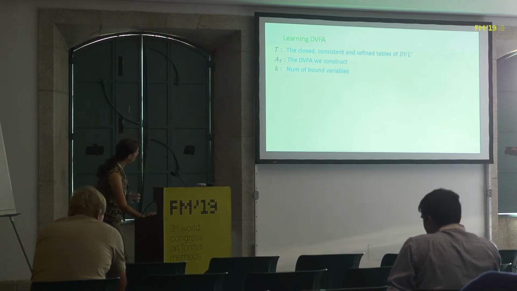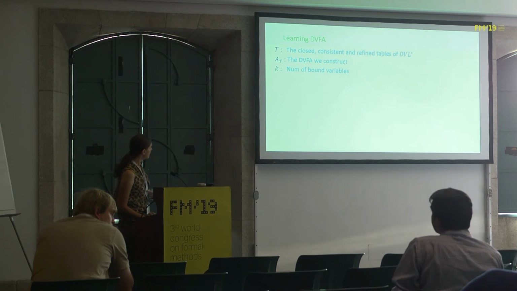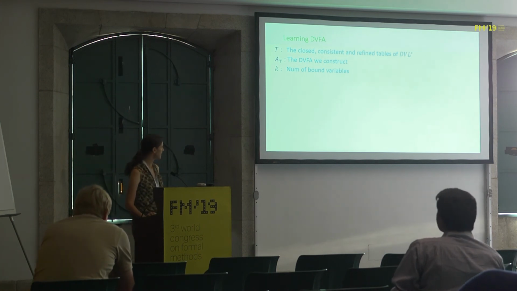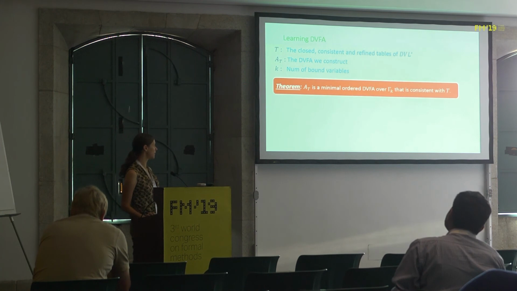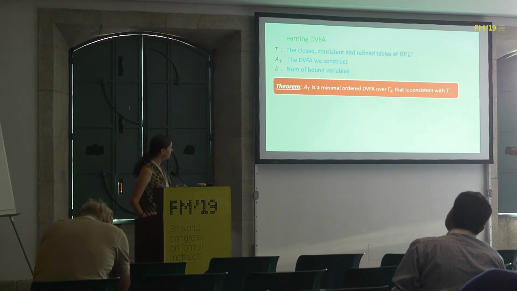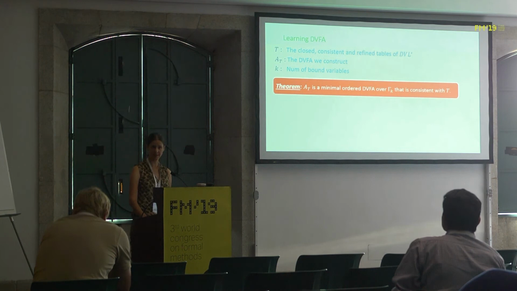Okay, so some properties of the algorithm. Let's say that T is the set of tables, AT is the DVFA that we construct according to these tables, and K is the number of variables that we have reached so far. So we can show that the automaton is a minimal ordered automaton over this set of variables that is consistent with the table.